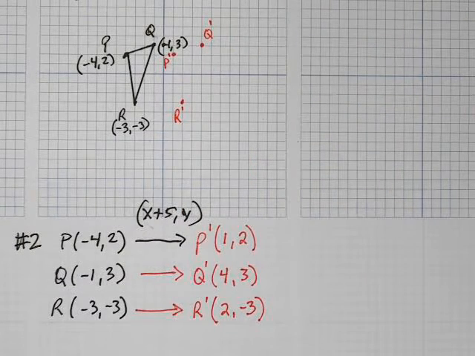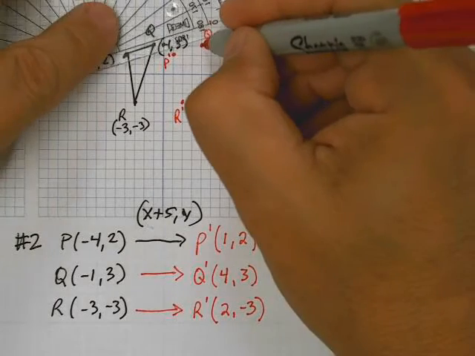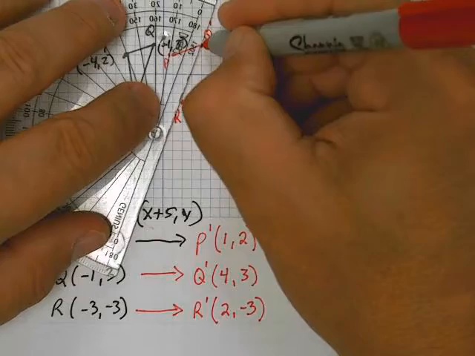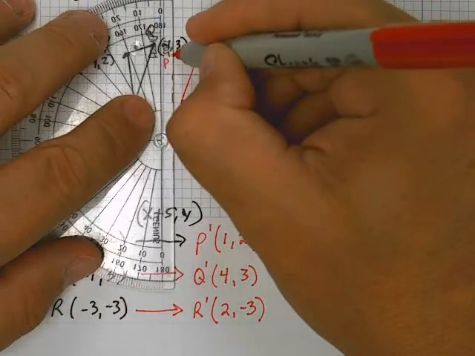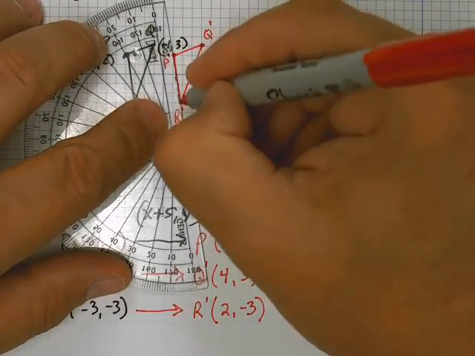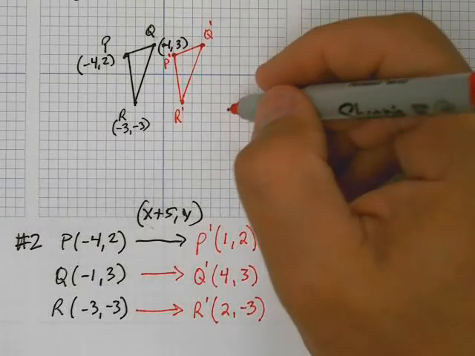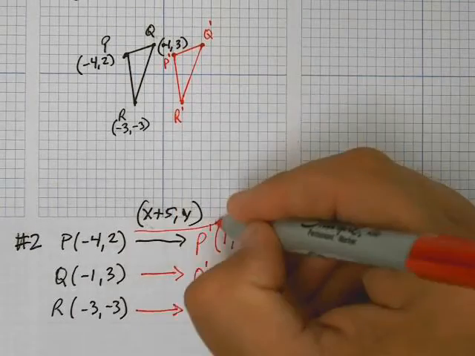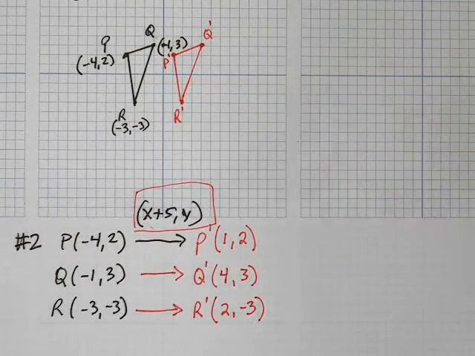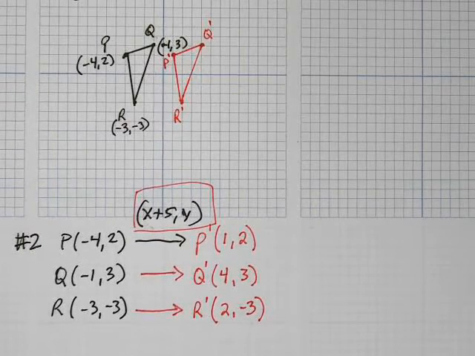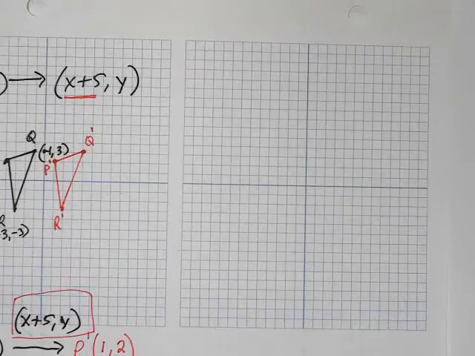All right, let's get my straight edge out, connect those. And there we have it. It should look exactly the same. It's a rigid transformation defined by the rule of (x + 5, y). Okay? Okay, let's do number 4 while we're here.